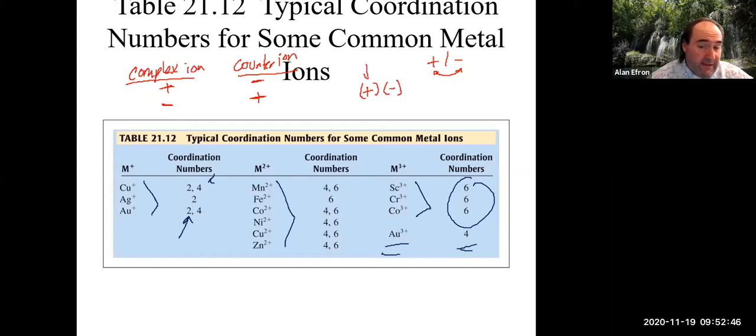Coordination compounds are also written like ionic compounds, which means it's always the positive guy first, followed by the negative. So the first guy could be a complex ion or a counter ion, and the same goes for the second guy, as we'll see when we see some of these formulas in just a bit.